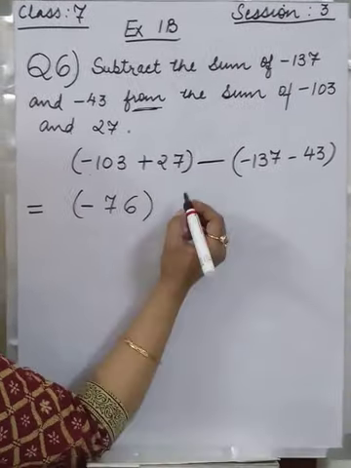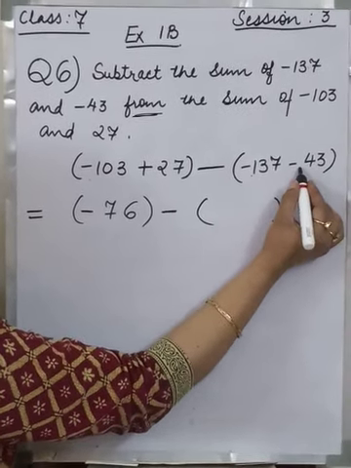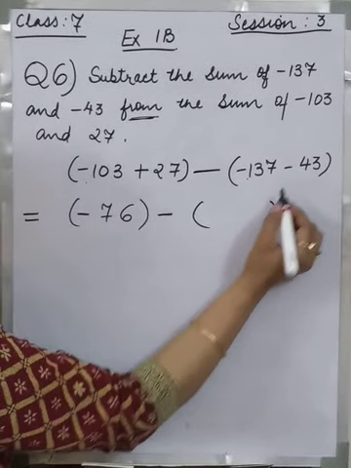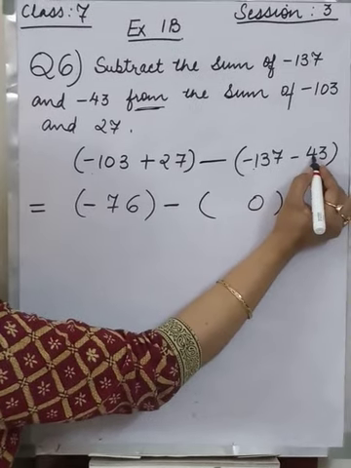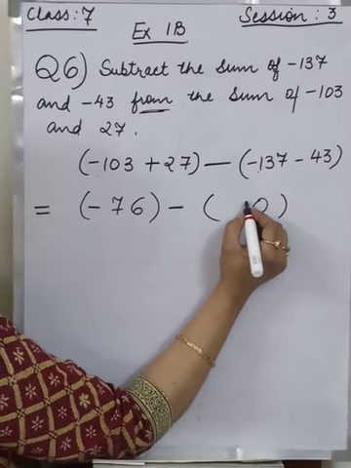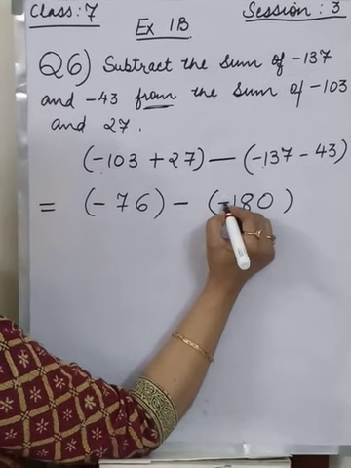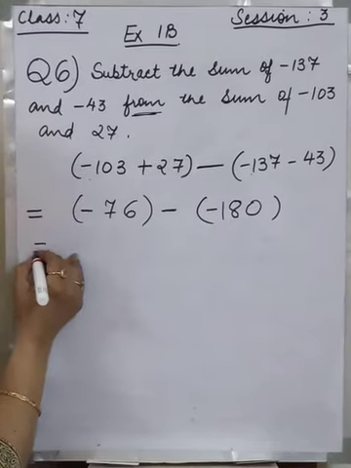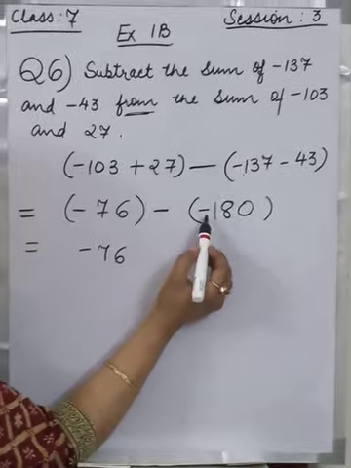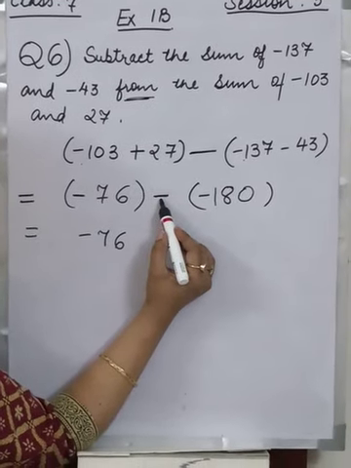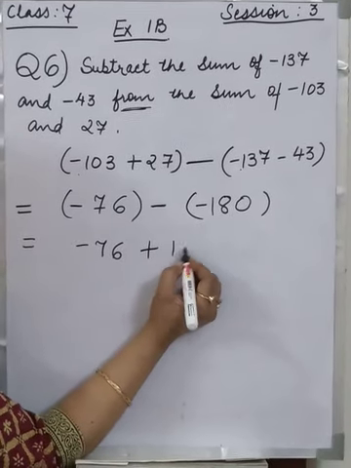I write it here. Then minus sign. As both the numbers have the like sign, so we add them. 7 and 3 will become 10. 3 and 4 will become 7 and carry of 1. That becomes 8 and 9. Minus 76. Now we open the bracket, and before this bracket we have a negative sign, so the sign gets changed. This minus will become plus 180.